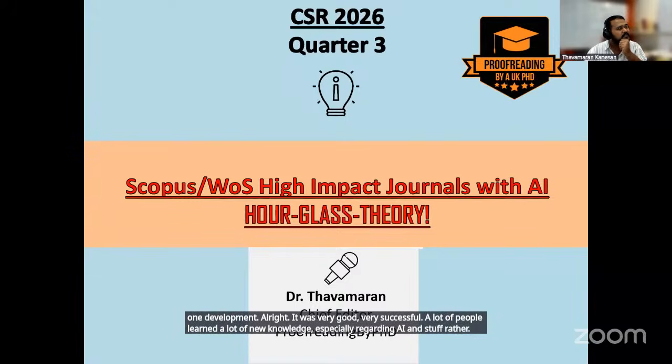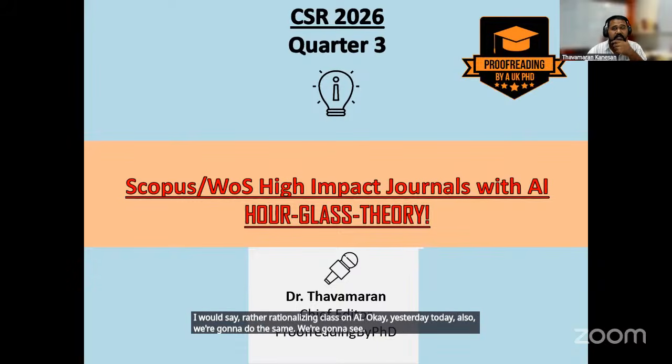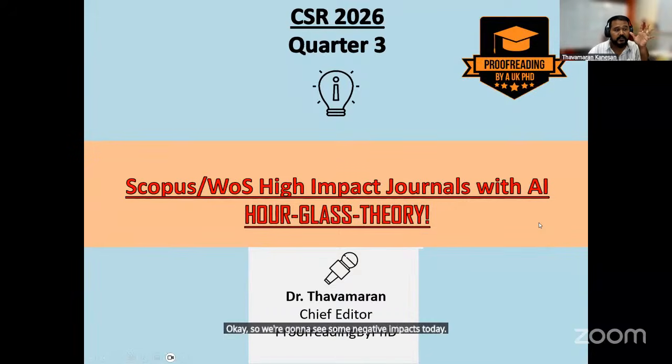Rather, I would say, a rather rationalizing class on AI. Yesterday, and today also, we're going to do the same. We're going to see where the world is heading in terms of AI usage and how we can use it more effectively without negatively impacting us. We're going to see some negative impacts today, some real world catastrophic negative impact.